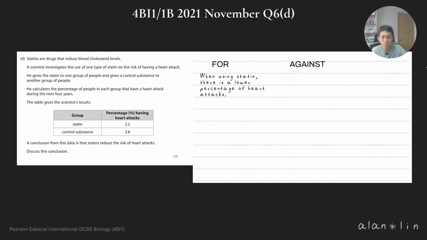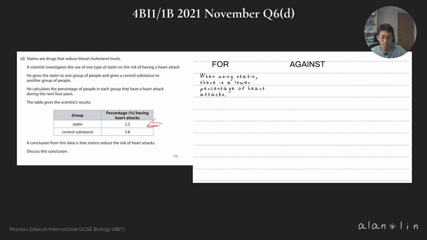But we are still going to be splitting our response into for and against. So to support the conclusion, we have the data. Because with statins, the percentage of having a heart attack is lower. So analyzing the data, that's what we get, and that supports the conclusion. But what else do we have? Nothing. So we go straight to step 3, which is to assess the experimental method.